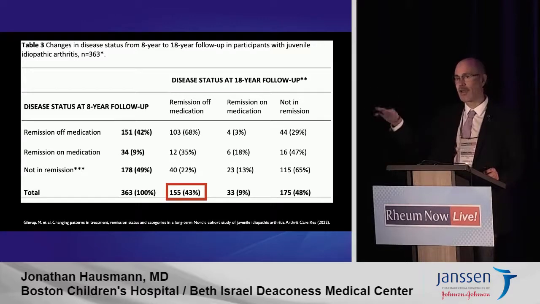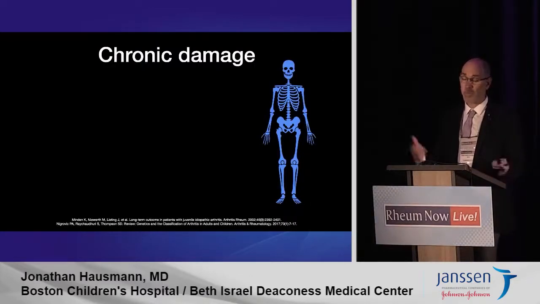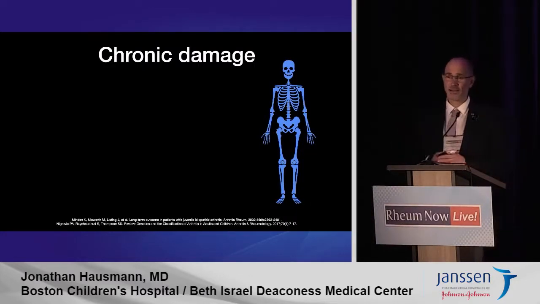And those are about the rates. 40 or 50% of kids with JIA will be in remission off medications by the time they reach adulthood, meaning that you will see them in your clinic and they will likely have active arthritis. So what do you need to know about their disease?